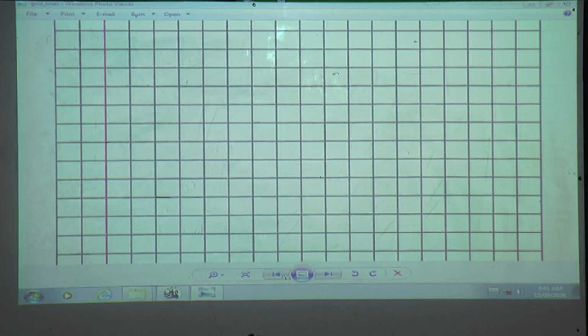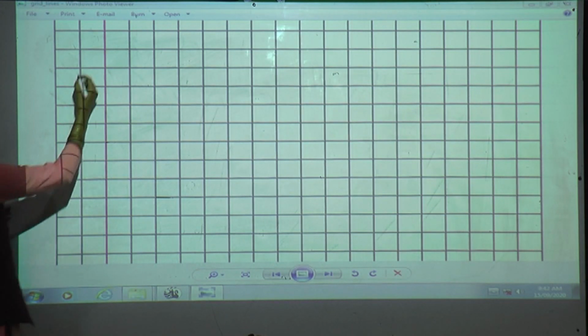Now we will see the seventh number. What is the seventh number question? Divide the largest 3-digit number by 9. See, the question is divide the largest 3-digit number by 9. Now students, tell me what is the largest 3-digit number?